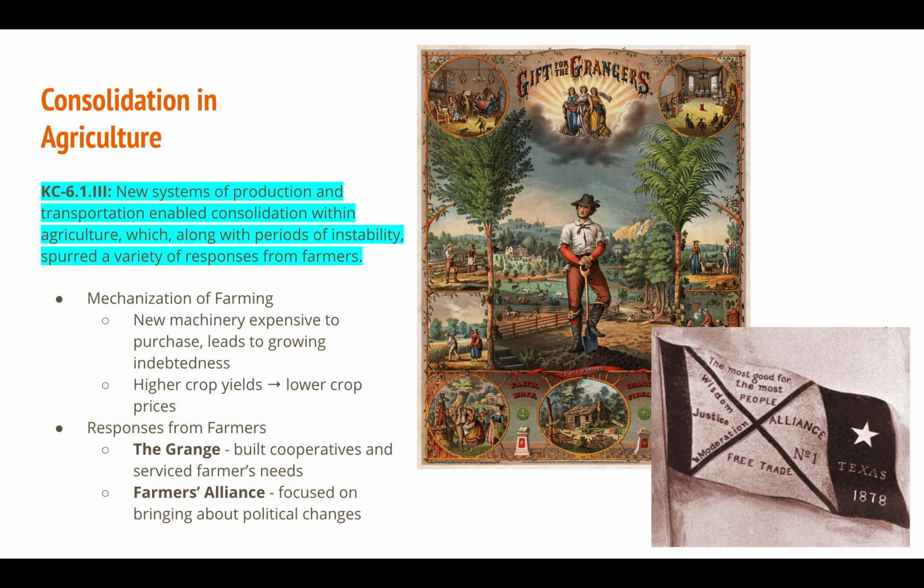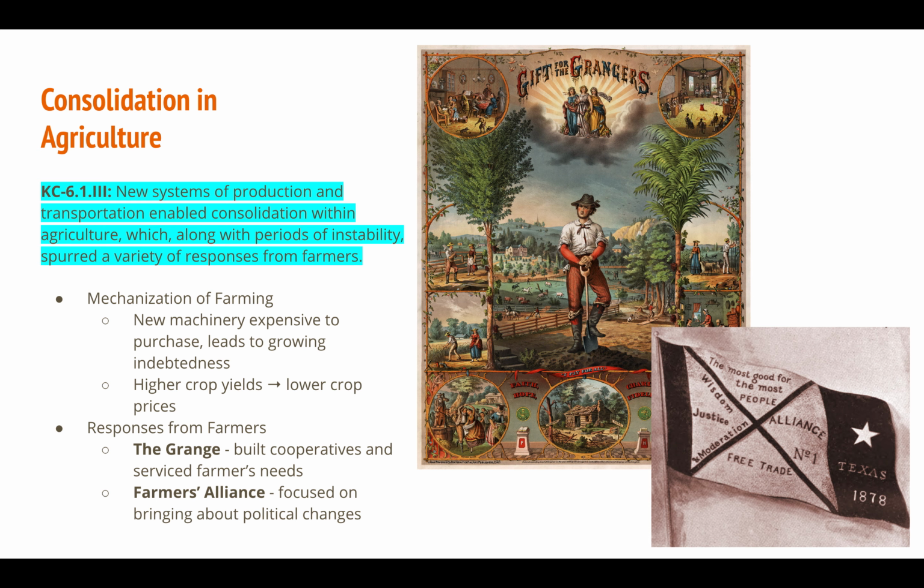So these lower crop prices make it harder for farmers to pay back the debts that they've used to buy the land and to buy this new machinery, and their response to the falling prices is to just plant more crops, which creates this cycle of lower prices.